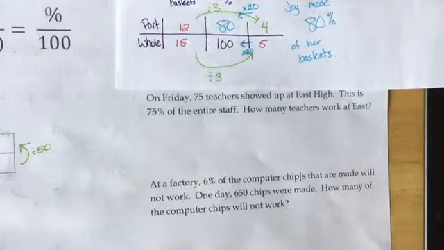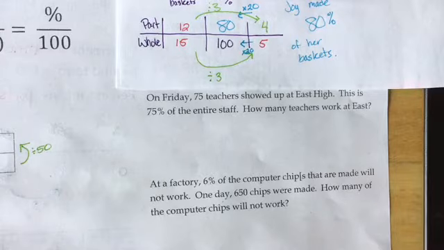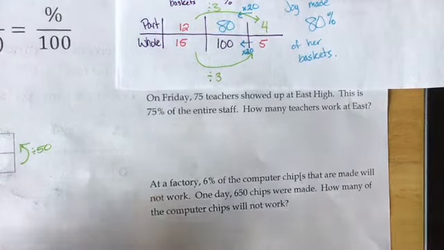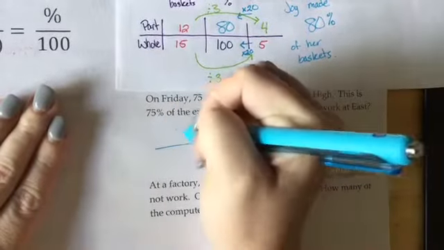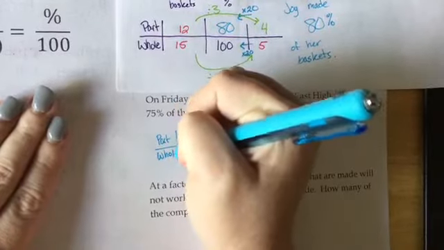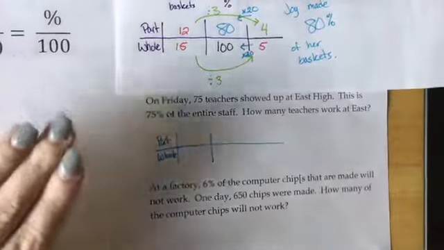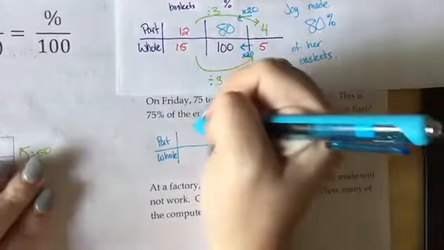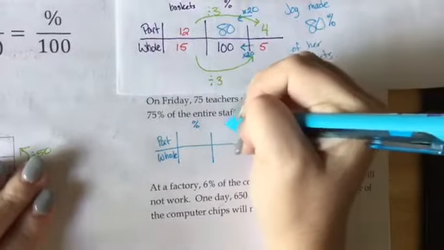On Friday, 75 teachers showed up at East High. This is 75% of the entire staff. How many teachers work at East? So I'm going to solve this with a ratio table because I like ratio tables. You are welcome to do cross multiplication or use the number line, but I'm going to use a ratio table. I'm going to start with my ratio table, and I'm still going to use part over whole. I'm going to label my two other things. I'm comparing percent to teachers, right?